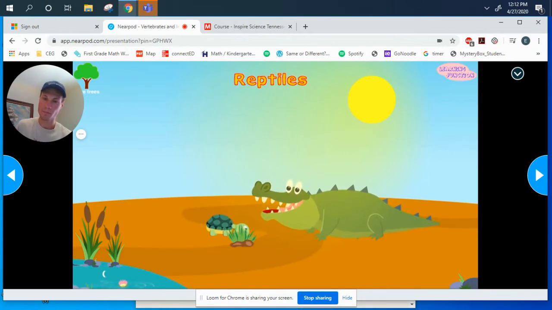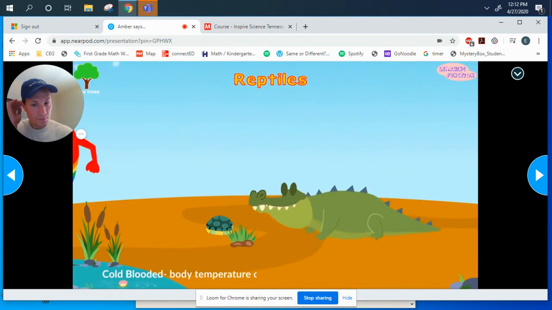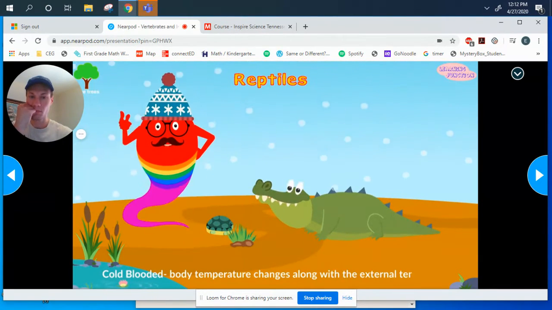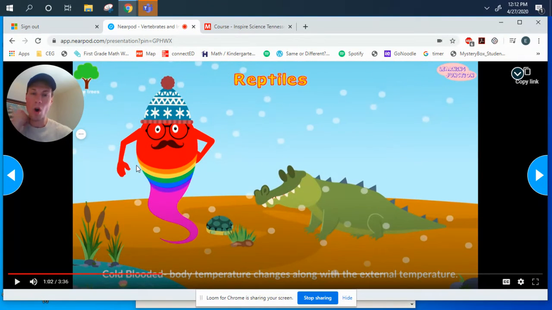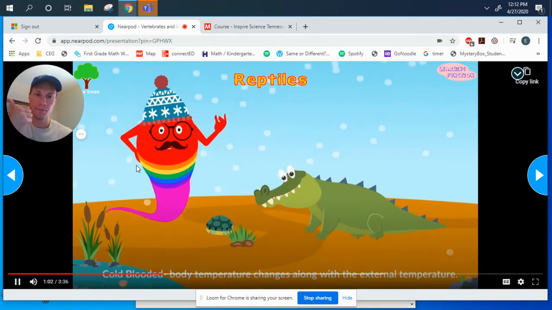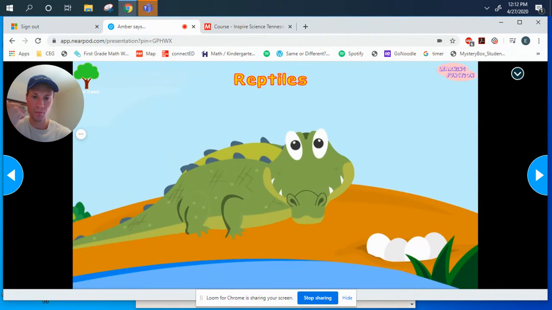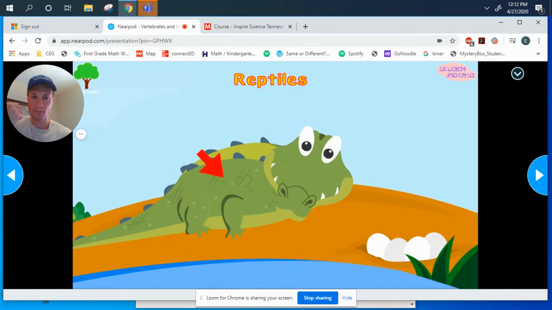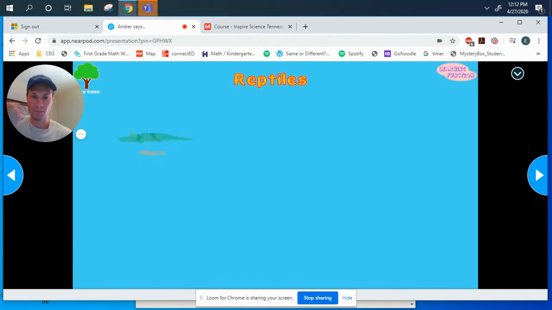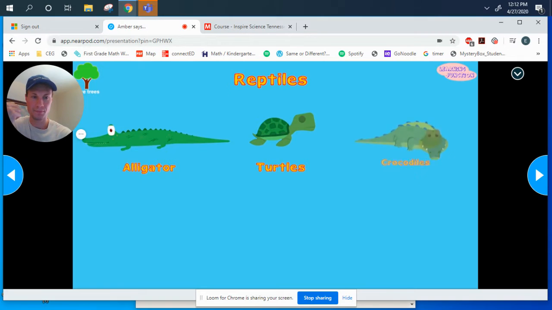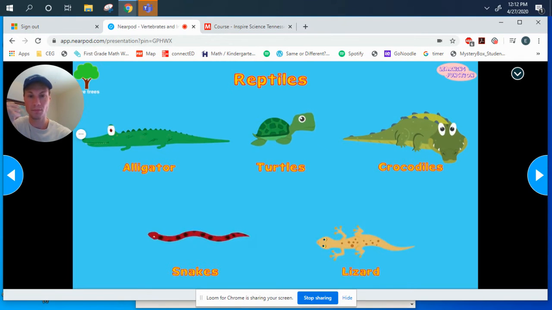Reptiles. They are cold-blooded animals, meaning their body temperature changes along with the external temperature. So all reptiles are vertebrates. That means they have backbones. That's one of the groups. Wow! Reptiles lay eggs, and their skin is usually covered with dry and hard scales. This species includes alligators, turtles, crocodiles, snakes, and lizards.